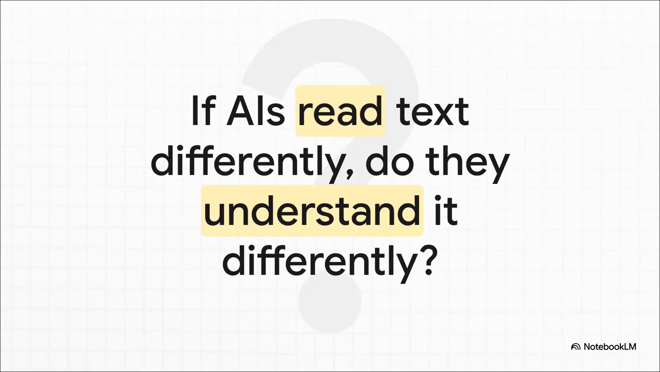So when you put it all together, it's pretty clear, right? From the very first step, from that initial cleanup, different AI models like BERT, GPT, and T5 literally see and process our words in fundamentally different ways. And that leaves us with a really big, fascinating question to chew on. If every AI model reads text differently, does that also mean that they understand it differently too?